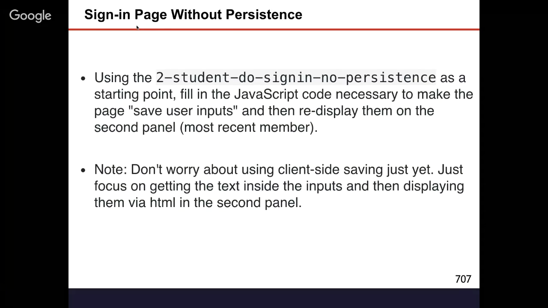Okay, so moving on. Let's do a sign-on page without persistence again. We're gonna fill out the JavaScript code necessary. Do this in your groups again. What we're gonna do is just make a page, save the user inputs, and then redisplay them on the second panel. So you'll see what I mean when you look at the instructions.